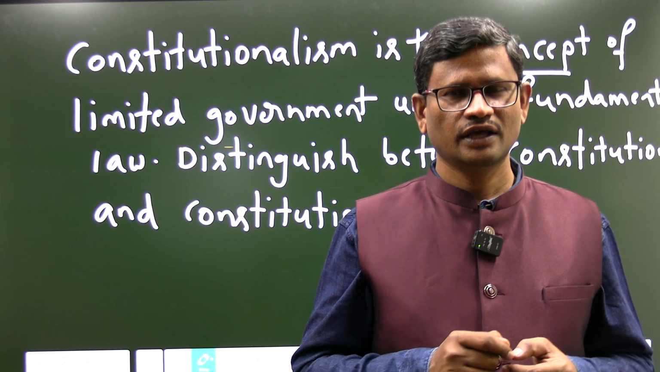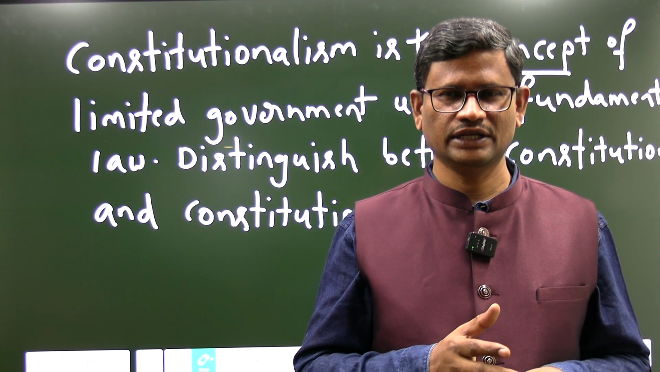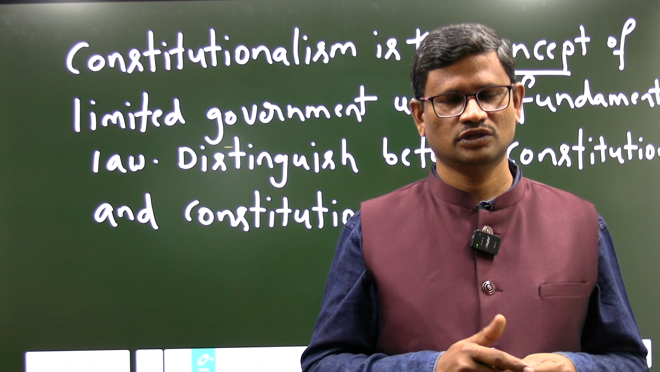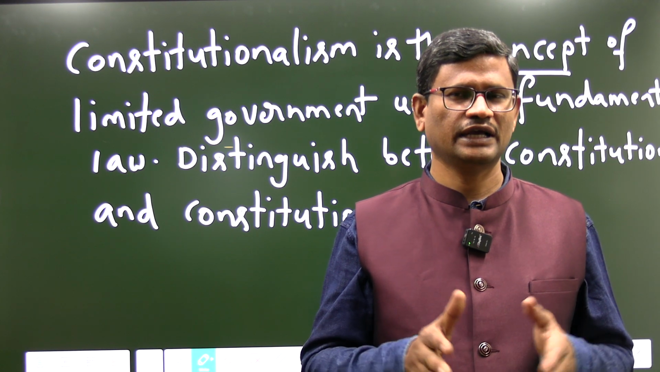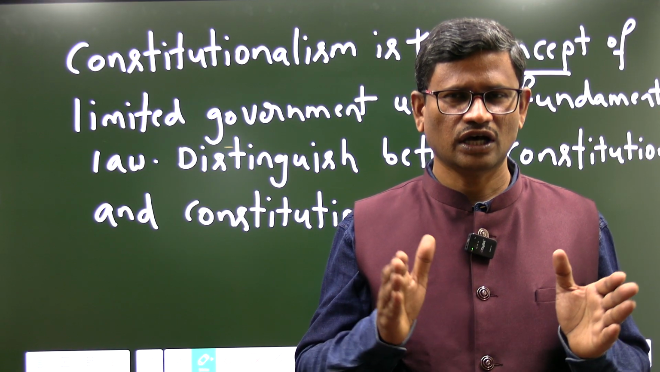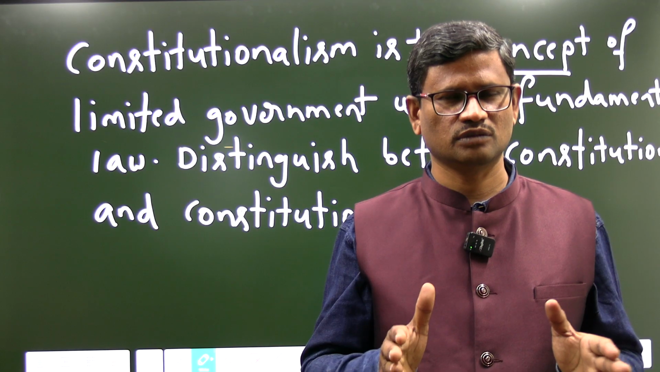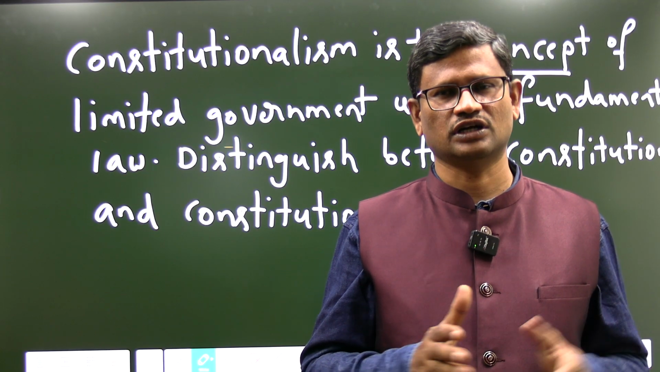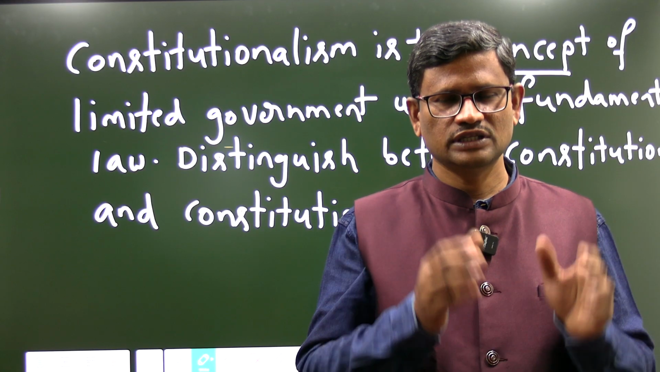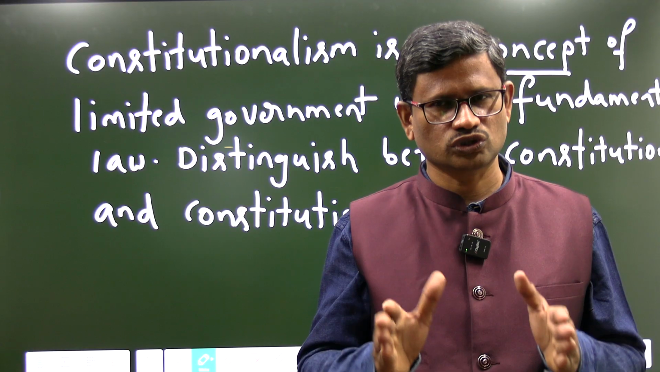Later on, the Bill of Rights in 1689 was the culmination of the philosophy of constitutionalism. The French Revolution of 1789 and the American Revolution of 1776 also laid down the philosophy of constitutionalism in the constitutions of these countries. So that's the history of the evolution of constitutionalism. And this is the difference between the concept of constitution and constitutionalism.